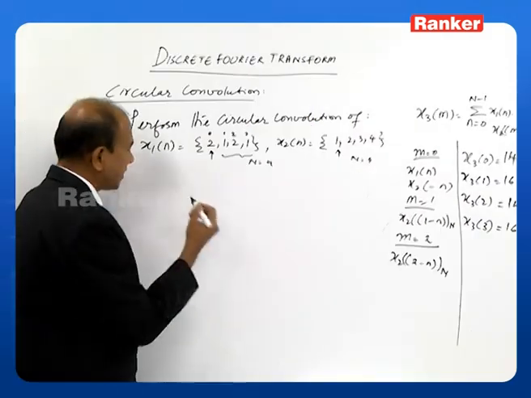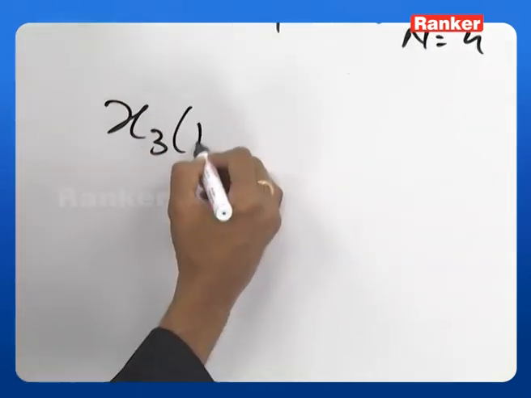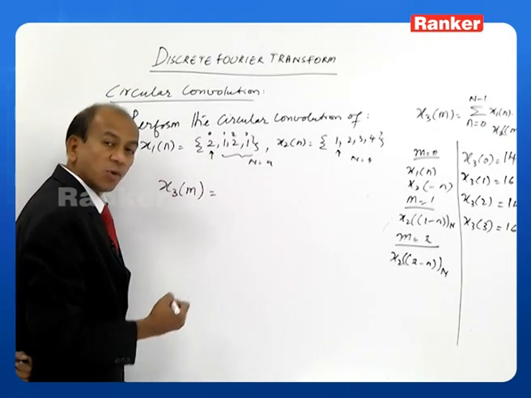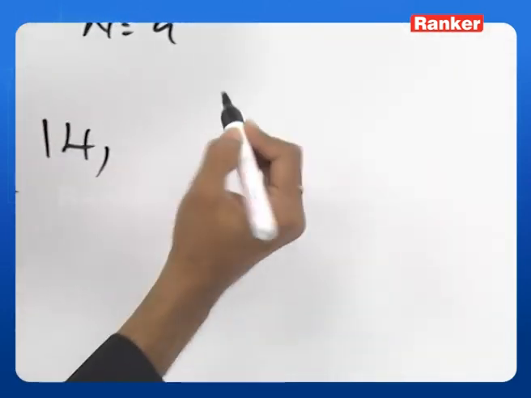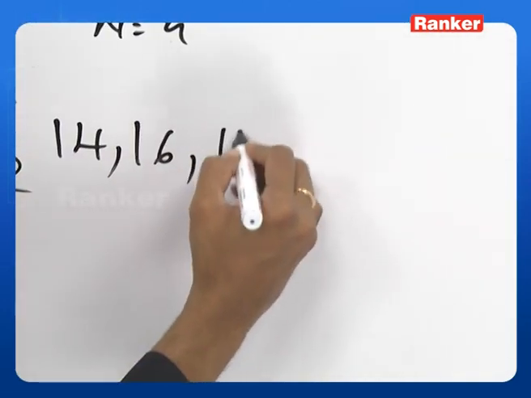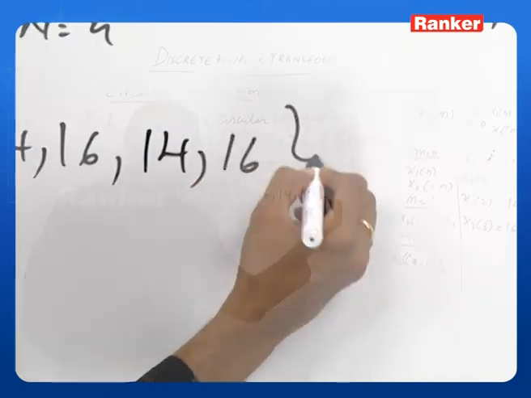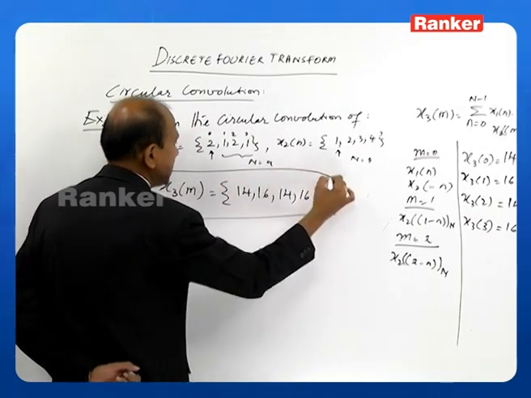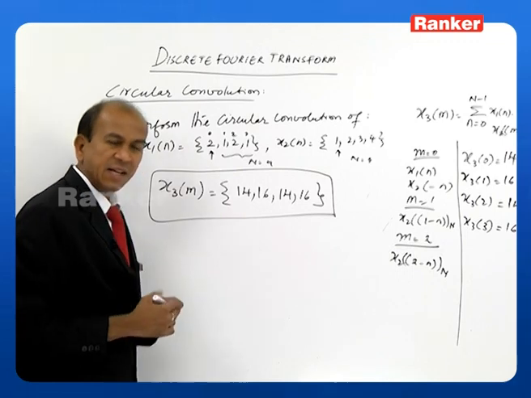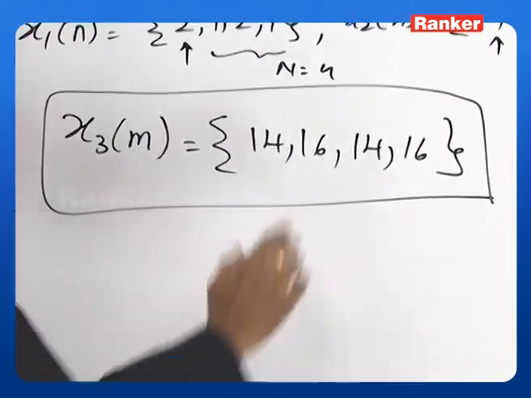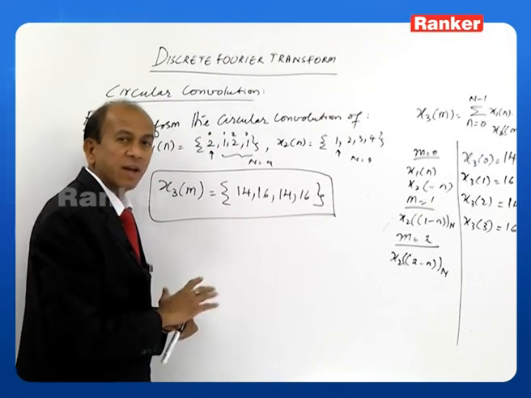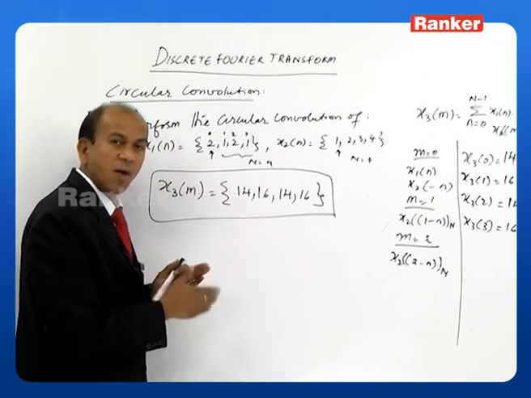The answer now is x3 of m. So what are the values we got? The first one is 16, second one is 16, the third one is 14 and the fourth one is 16. So this is the answer after calculating the circular convolution of x1 of n, x2 of n sequences. So this is how we calculate.